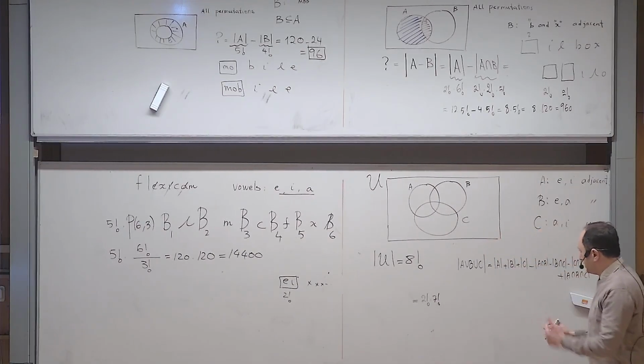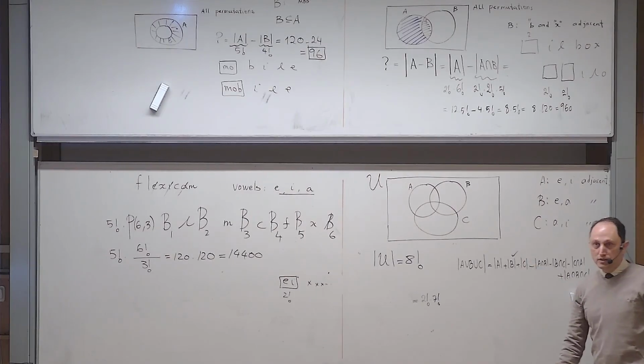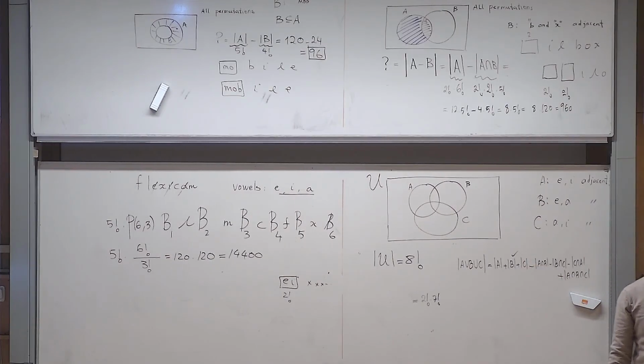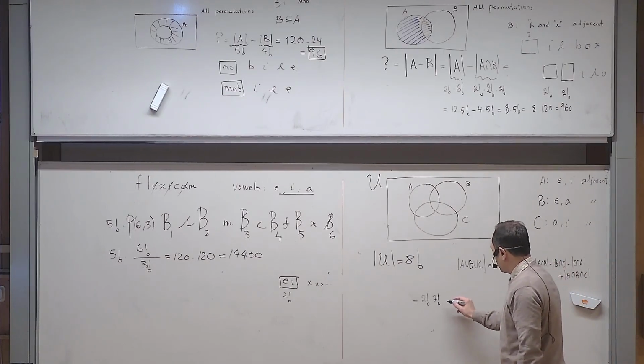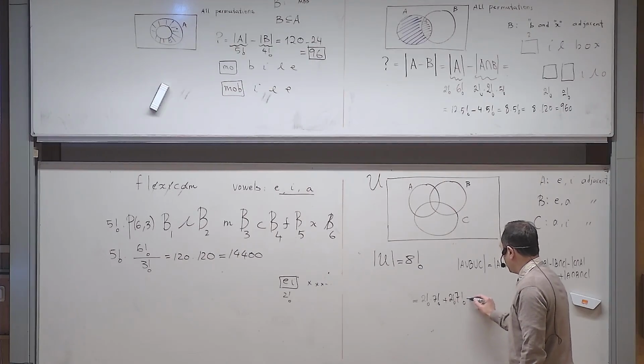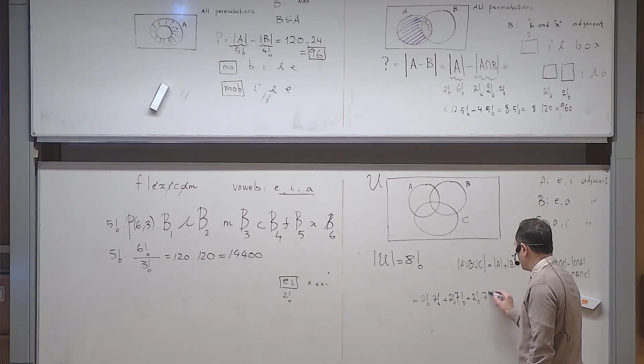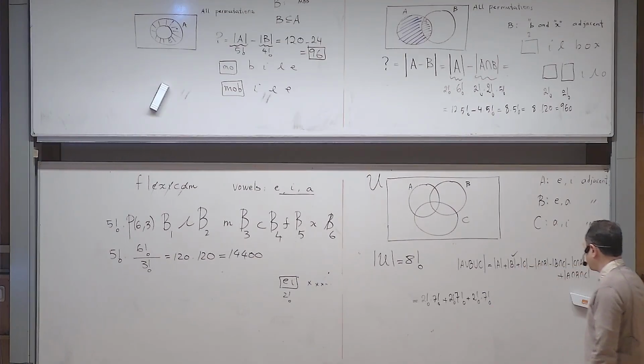But it is a little bit easier. Can you tell me what is the cardinality of B? The same, because the letters are 2, but different letters. So I have another one, 2 factorial times 7 factorial, and I have 2 factorial times 7 factorial for that.